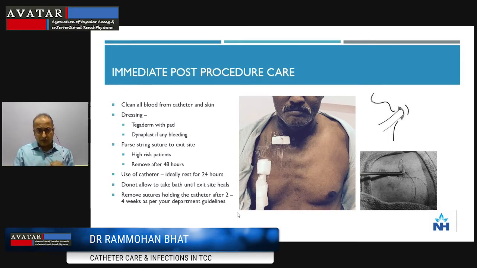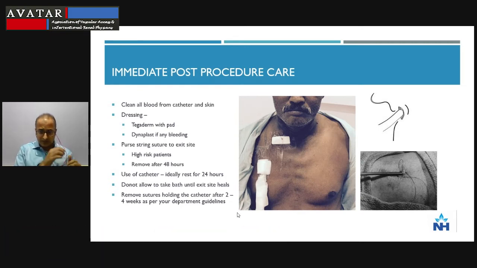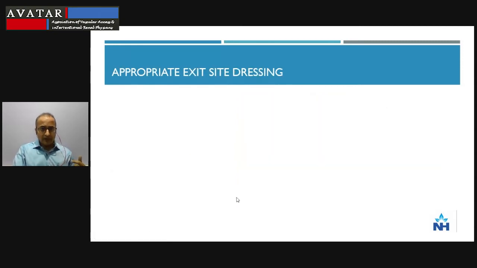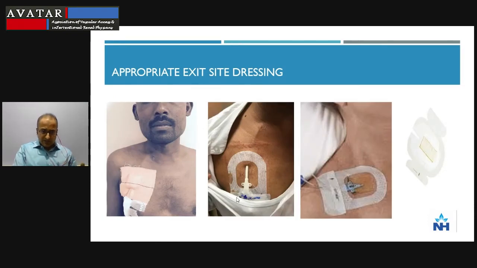In patients who have a high risk of bleeding, like those who are still on antiplatelets, whose platelet count is low or whose venous pressure is high, you put a purse string suture at the exit site and remove this suture after 48 hours. That will reduce the risk of catheter bleeding post procedure. We usually remove the sutures holding the catheter after 4 weeks, because if we remove them at 2 weeks, the catheter migration rates are much higher. Dressing, various types of dressings are available.